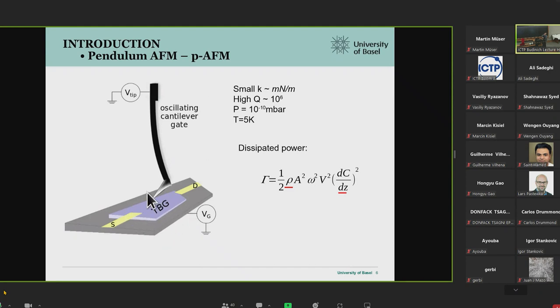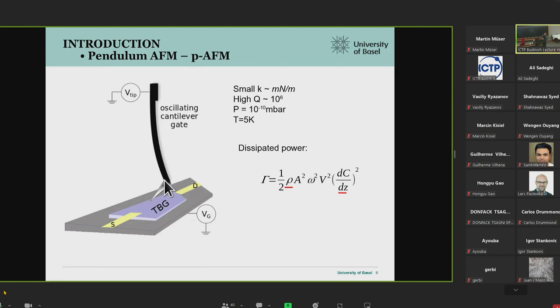We also have source and drain. For most of the measurements I show you today, we keep them grounded. Measurements were also performed in ultra high vacuum and at low temperatures. What you see here is the formula I derived. This is the formula for Joule dissipated power for a mechanical oscillator. The Joule dissipation, or AFM pendulum dissipation, should be proportional to resistivity, rho.